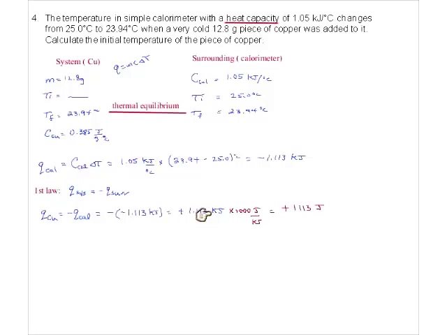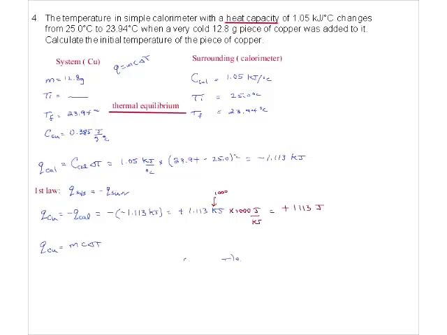But I need to convert that to joules, because this value here is going to be joules. So I'm going to multiply that. A kilo means 1,000, right? That kilo right there means 1,000 joules. So I'm going to multiply by 1,000 to get 1,113 joules of energy.